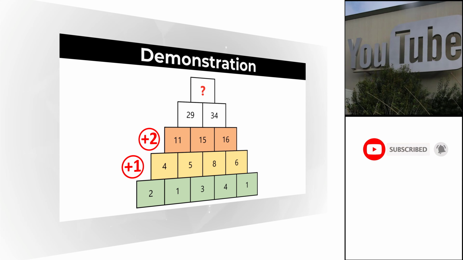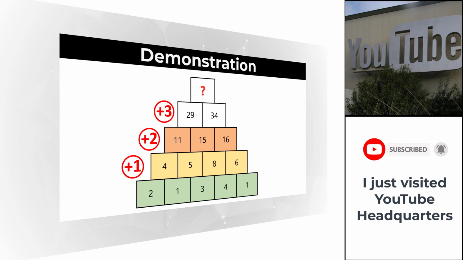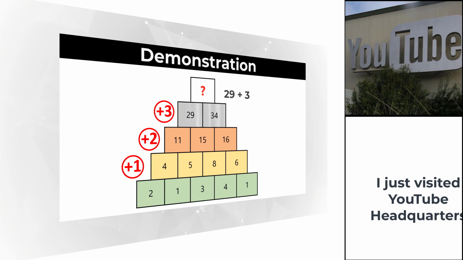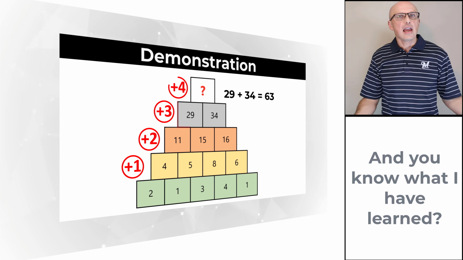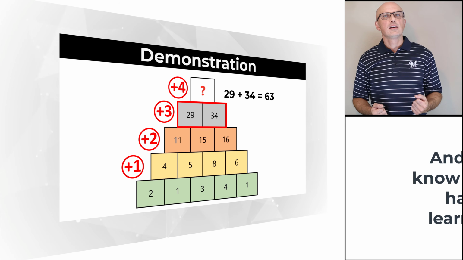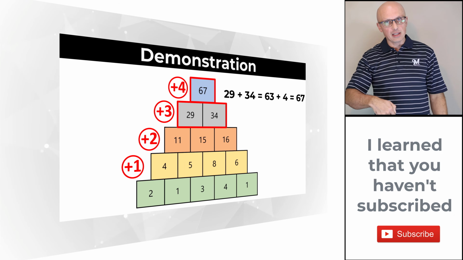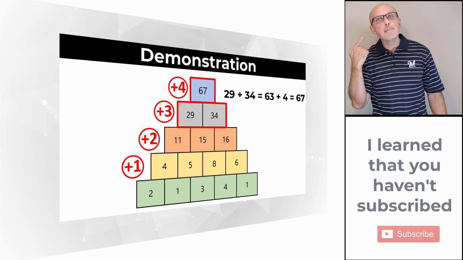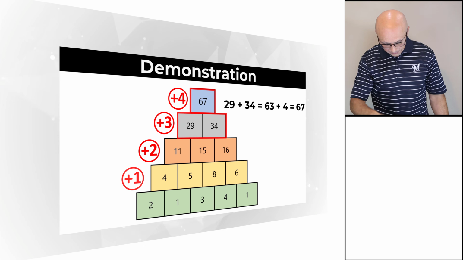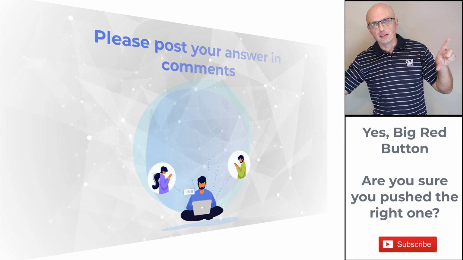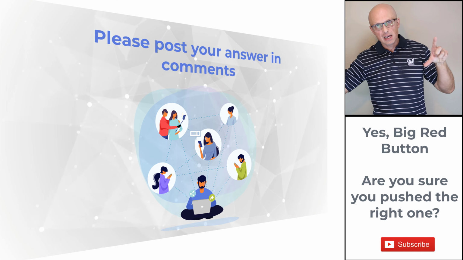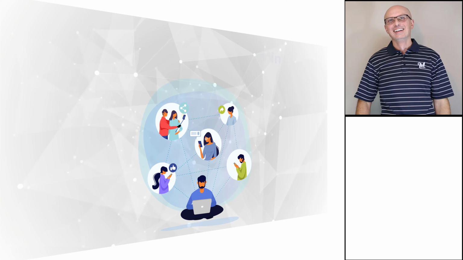Based on this information, the missing value can be calculated as 29 plus 34 plus the value of the increment, which would be plus 4, which equals 63 plus 4, which equals 67. So the correct choice here is choice C, 67. Hopefully you've nailed this question on your own and now know how to answer similar problems on the test.